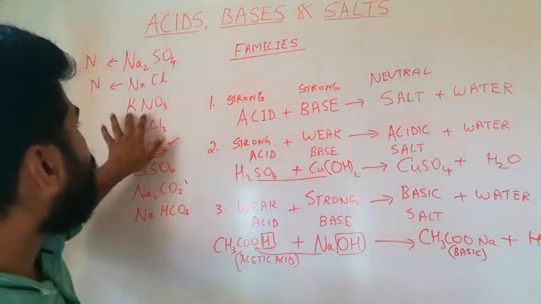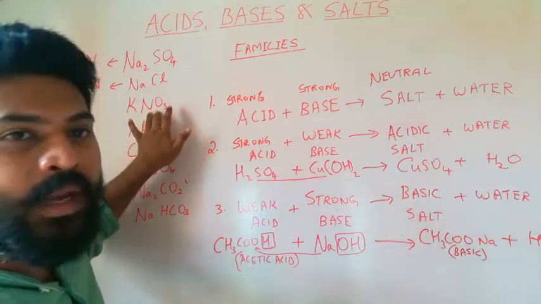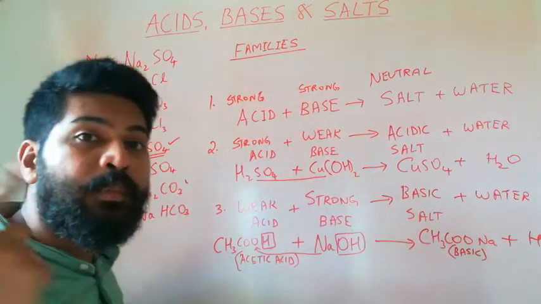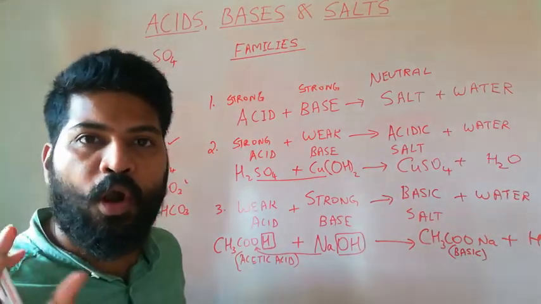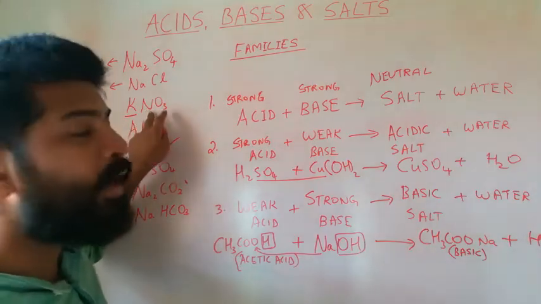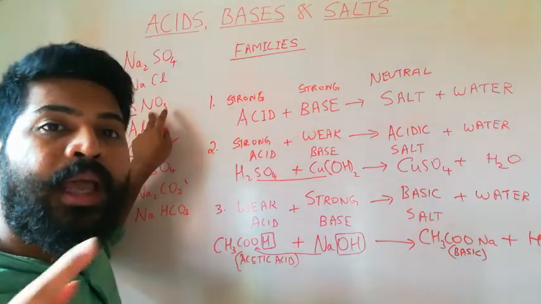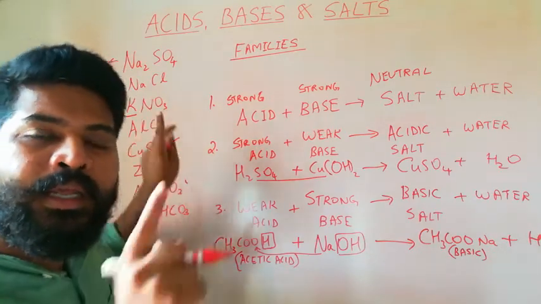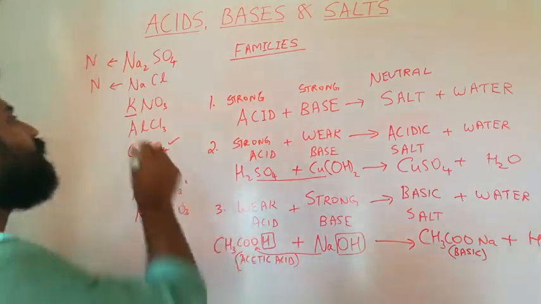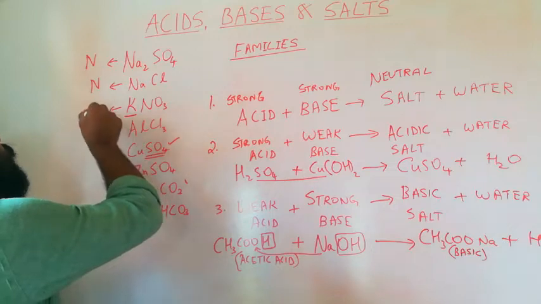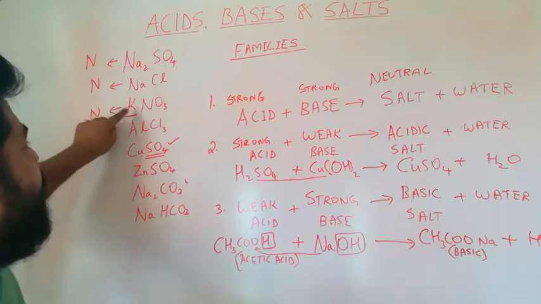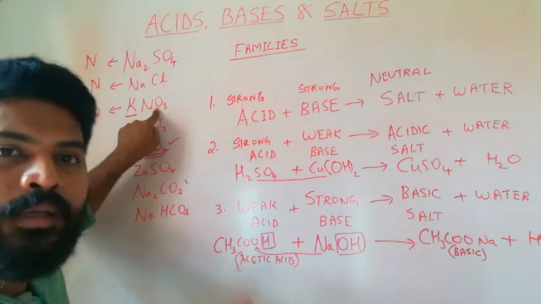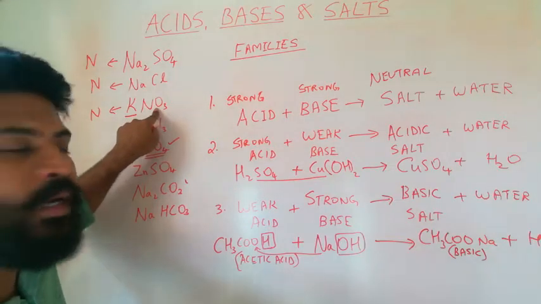In the case of potassium nitrate, the base is potassium hydroxide, which is a strong base, and nitrate will come from nitric acid, which is also a strong acid. So we know that a strong acid and a strong base will give you a neutral salt. So potassium hydroxide, nitric acid are the parent bases and parent acids.